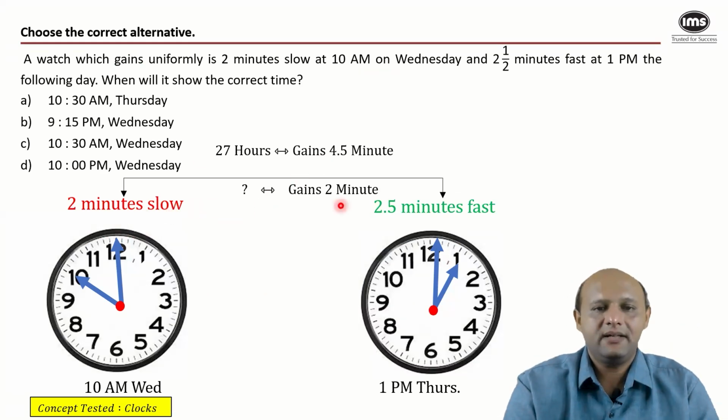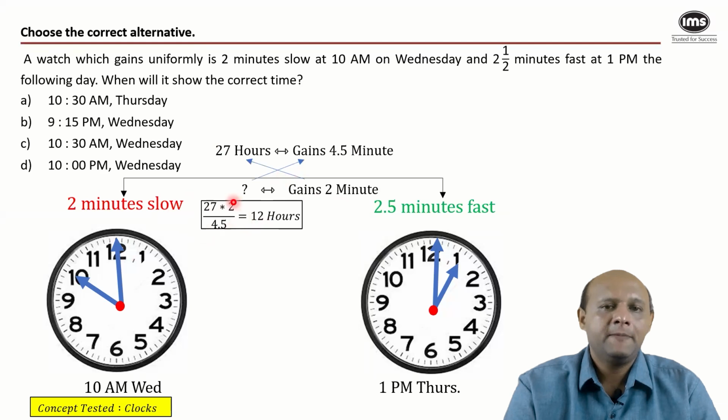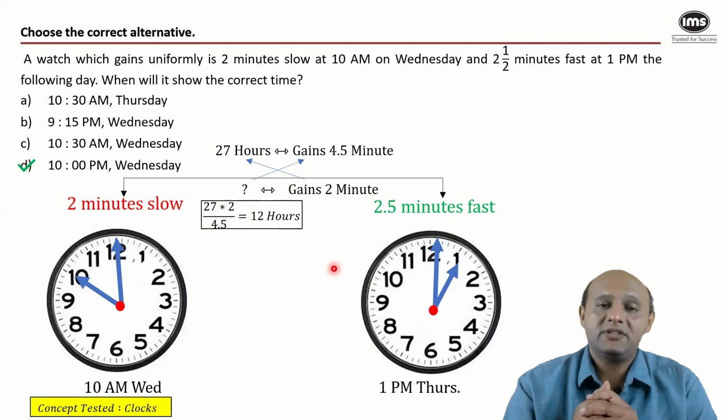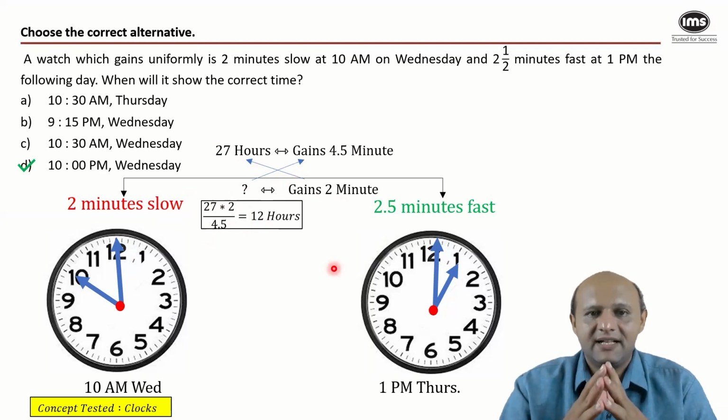So just cross multiply, ratio and proportion basically. If you cross multiply, what do you get? 27 times 2 by 4.5. 4.5 cancels 6 times, and therefore 6 twos are 12. So in a matter of 12 hours from Wednesday 10 a.m., which is 10 p.m. on Wednesday, it will reflect correct time. So that's the answer. Okay.